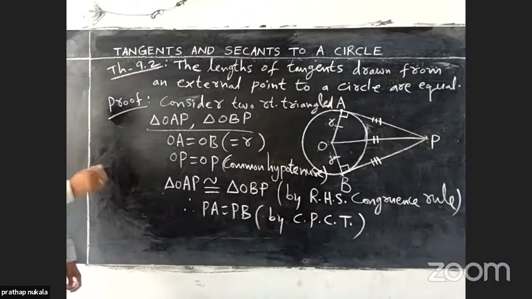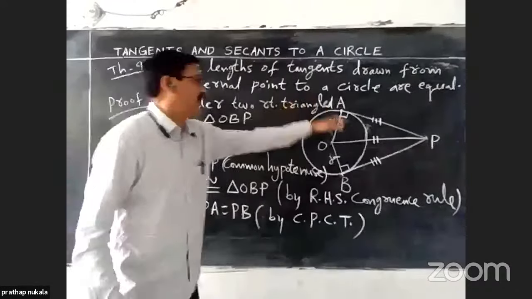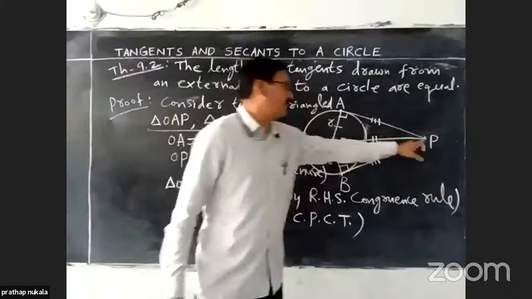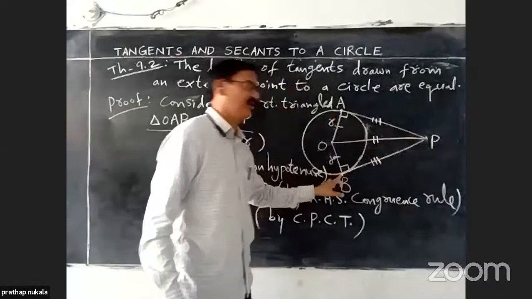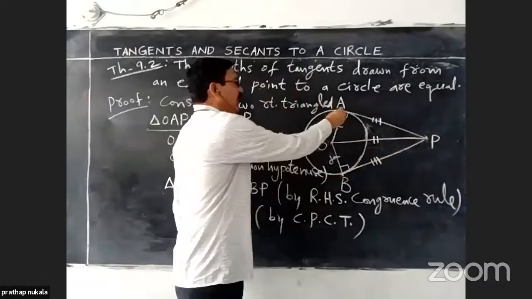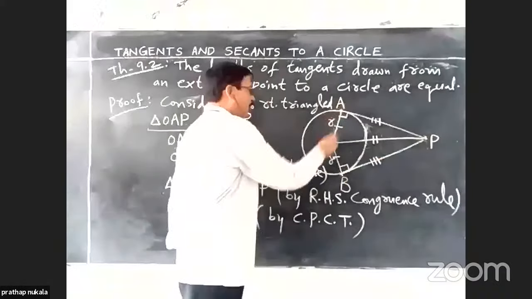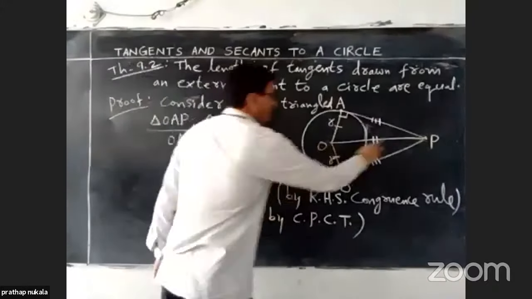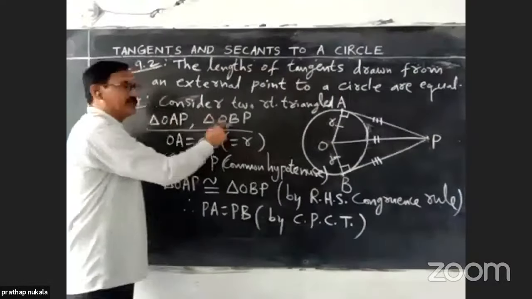9.2. Okay, no doubt. I will explain again. First, draw a circle with center O. Locate a point, external point or outside point P. Draw two tangents to the circle. Then A and B are the points of contact. Join OA and OB. Both are equal to radius. Join OP. Then two right angles are formed.